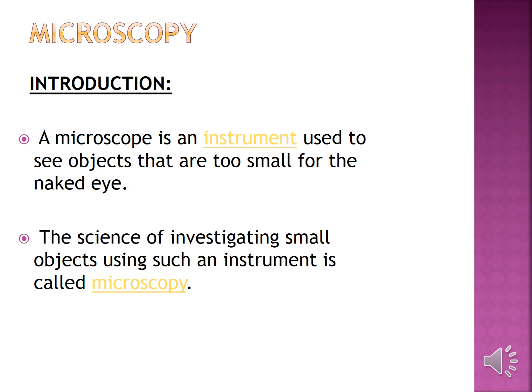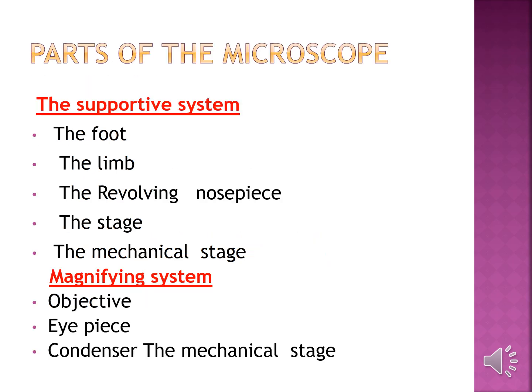Introduction. A microscope is an instrument used to see objects that are too small for the naked eye. The science of investigating small objects using such an instrument is called microscopy. Parts. The supportive system: the foot, limb, revolving nosepiece, the stage and the mechanical stage. The magnifying system is the objective, eyepiece and the condenser.